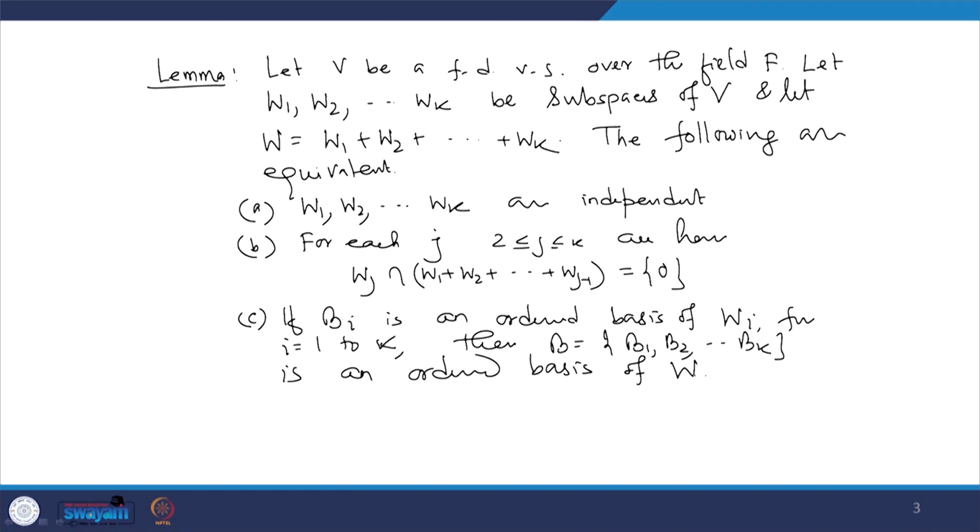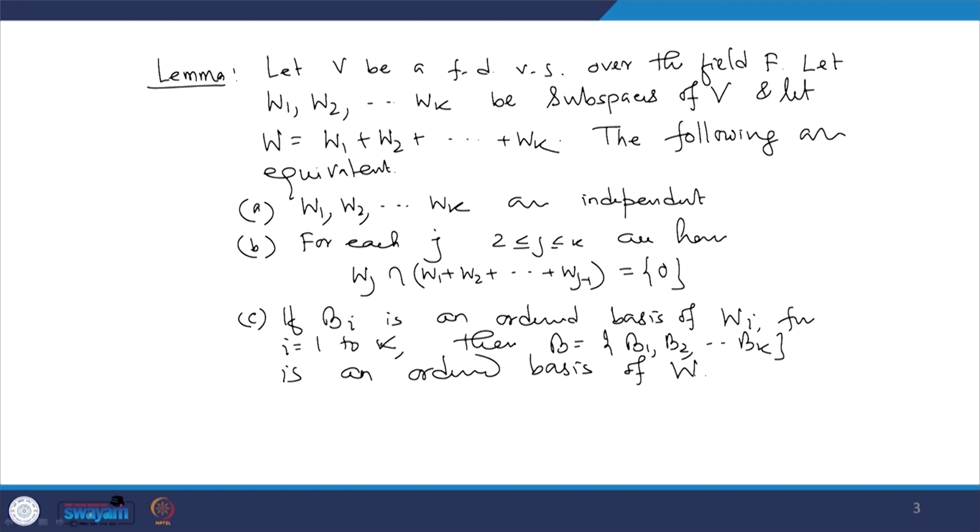First is that W1, W2, Wk are independent. This statement is equivalent to saying that for each j, 2 less than or equal to j less than or equal to k, we have Wj intersection W1 plus W2 plus Wj minus 1 is the 0 subspace. And third one, if B1, B2, Bk are ordered bases for W1, W2, Wk, then the collection of all these ordered bases, that is B equal to B1, B2, Bk, will be an ordered basis for this subspace W.